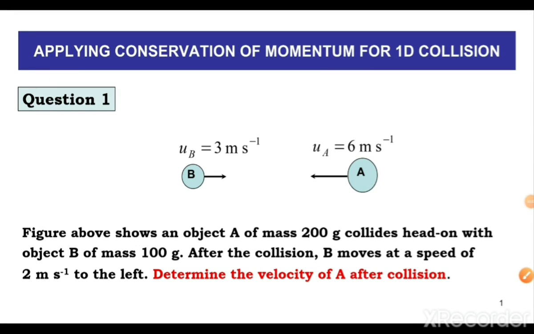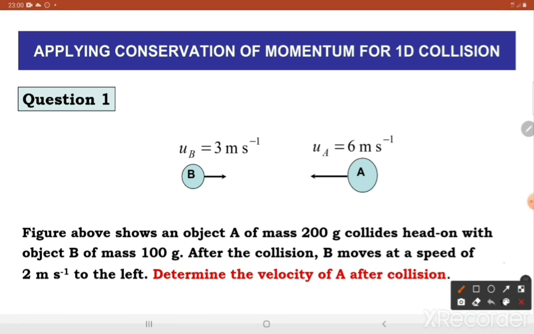Applying conservation of momentum for 1D collision. Question number 1. The figure above shows an object A of mass 200 gram collides head-on with object B of mass 100 gram. After collision, B moves at a speed of 2 meter per second to the left. So this value represents the final velocity of ball B, which is equal to negative 2 meter per second. So determine the velocity of A after collision.